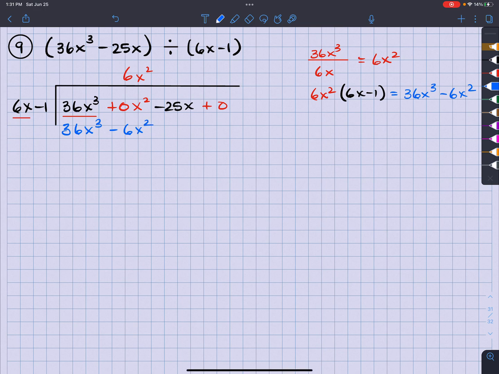So that's step 1 and step 2. Step 3 is to negate the sign. So this 36x to the third is positive, so we're going to make it negative. The 6x squared is negative, so we're now going to make it a positive. And then we're going to add. When we add these two, the 36x to the third goes away, and I'm left with a positive 6x squared. Step 4 is to bring the next term down, which is minus 25x. Then I'll repeat the same 4 steps over again.